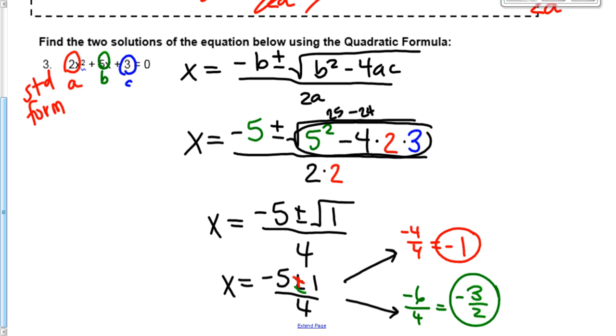So again, if we were to solve this with graphing, our 2 roots would appear at negative 1 and negative 1 1/2. It's a very tight little graph there. Okay? Hopefully I did that right. Negative 5. Yeah, I think so.